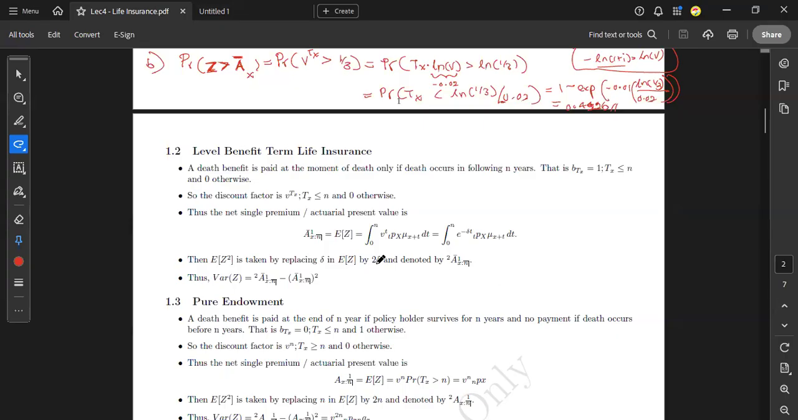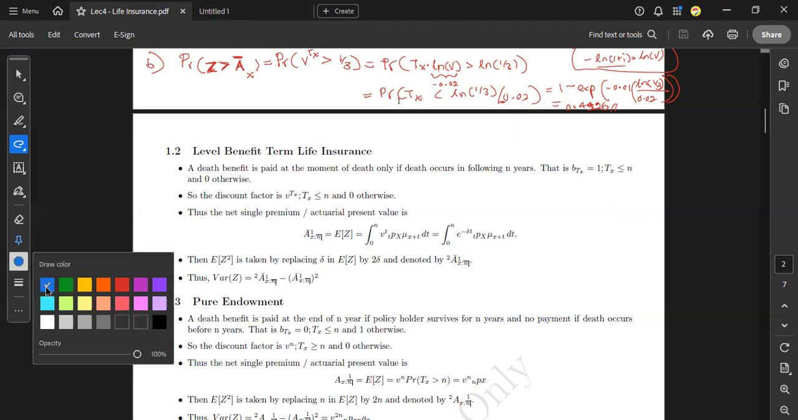for the next type of insurance. I'll discuss the type first and then come back to here. I think I can use it, so I'll discuss it here. So the next type is the level term life insurance.